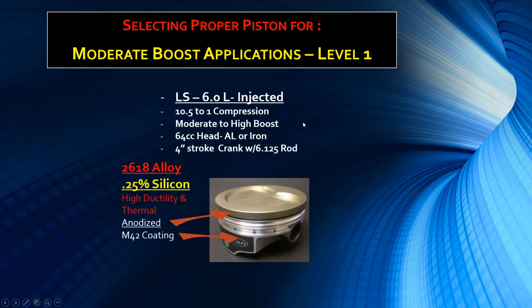Here's the popular LS 6-liter injected engine, level 1 application. Again, about 10.5 to 1 compression, moderate to high boost. There's the cylinder head. We're suggesting, and I have this offering, a 2618 alloy, which is the low silicon content, so it provides high ductility, and it is anodized, which provides some thermal protection. We do this in-house with the M42 coating.